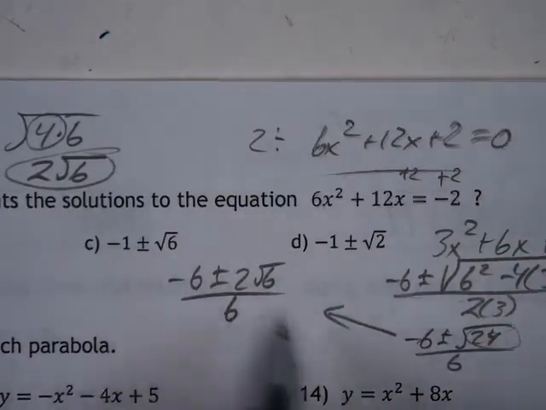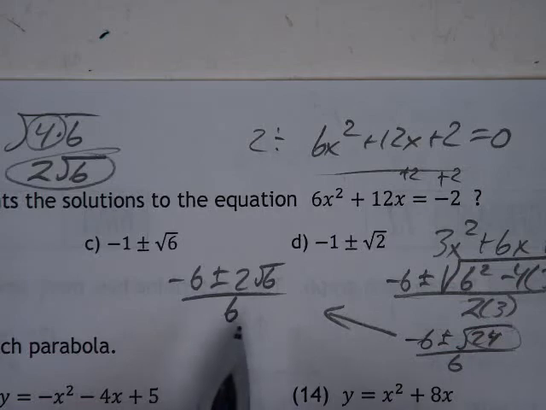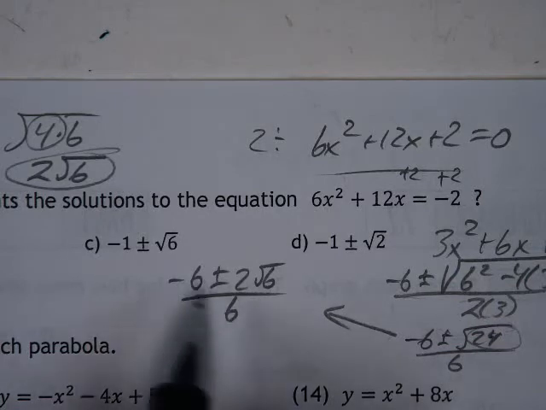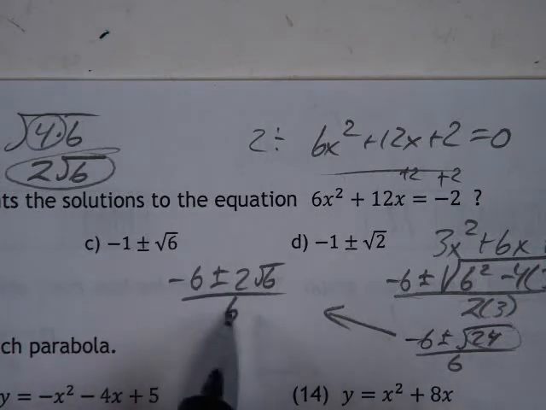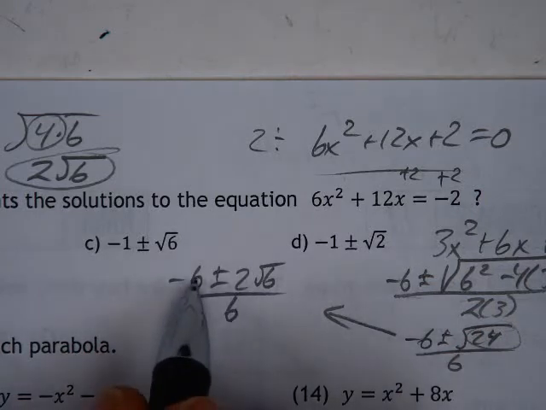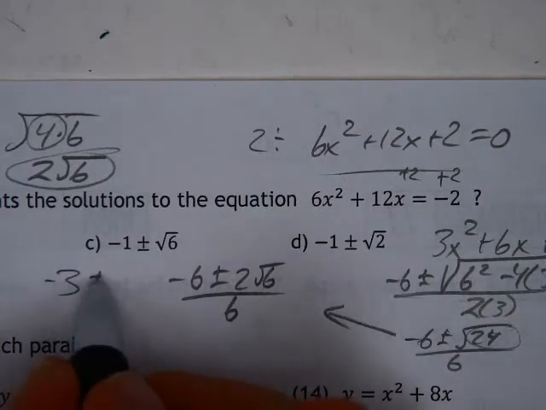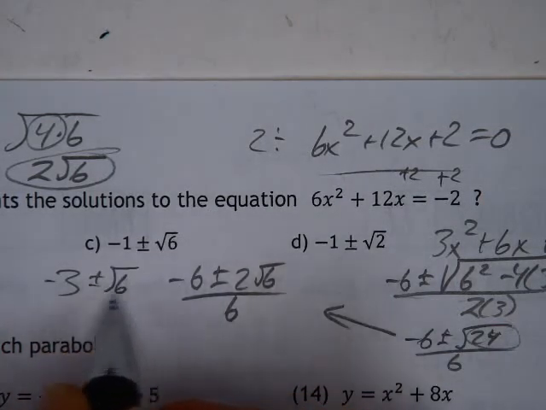Okay, so you got the 2 times the square root of 6 all over 6. Now what we can do here is we can recognize that there is a common term among these guys. What we can do now is simplify as much as we can. We can take a 2 out of each of these. 2 out of here becomes a negative 3. 2 out of here becomes plus or minus the square root of 6. And 2 out of here becomes a 3.